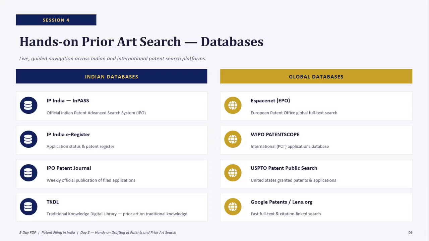We will also look at platforms such as Google Patents, which can assist with fast full text and citation linked searching. The purpose of this hands-on exercise is not merely to locate the documents. It is to develop a systematic approach to identifying relevant disclosures, comparing the technical features, examining patent families and citations, and understanding the technological landscape surrounding an invention.